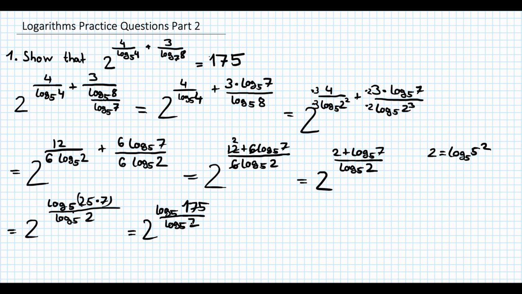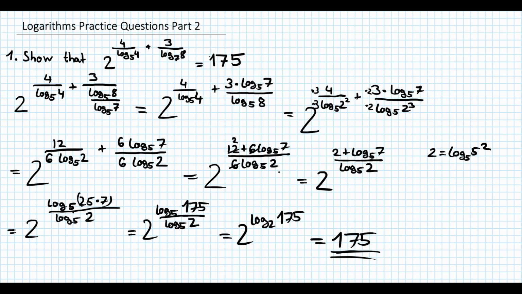Because both of these have the same base, we will end up with log base 2 of 175. Okay, and now 2 to the power of log base 2, that just cancels out. So at the end we just have 175, and that's exactly what we had to prove. So we showed that those two are the same.